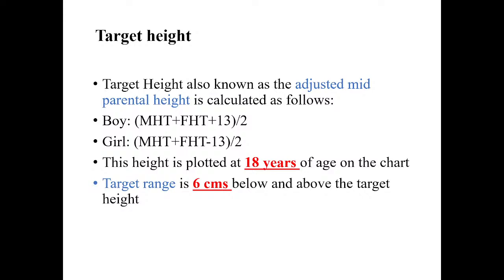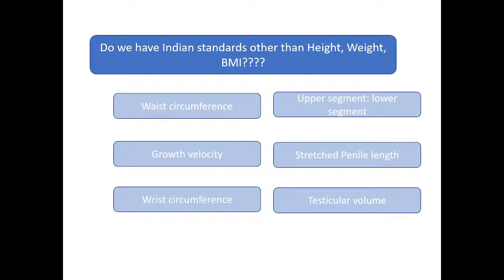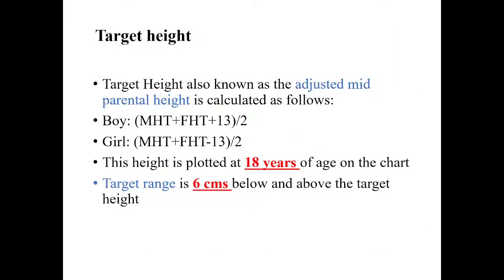So that range is usually plus minus 6 centimeter. So if I suppose my height is 158 centimeter as an average height, then plus 6 centimeter and minus 6 centimeter. So I am expecting that my child will go somewhere in between. Okay, so he will either go till 164, or he or she remain till 152. So the target height range is from 152 to 164.